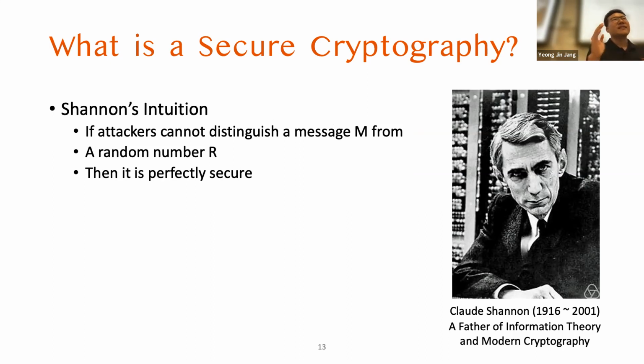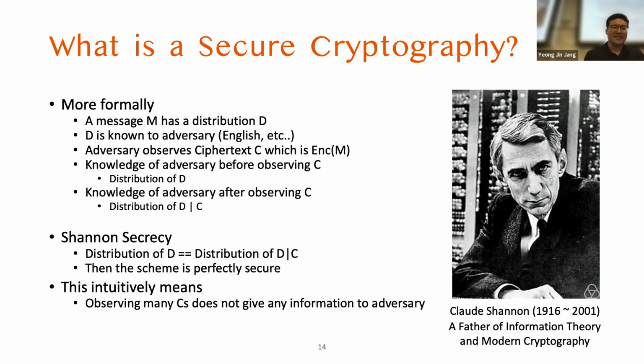So the intuition is that the attackers will observe one of the ciphertexts. Then if the attacker cannot tell if this is a random number or an encrypted message, then we are secure. That's the thing. And then there is a more formal definition. I don't want to go over this kind of stuff, but this is an educational class, so we need to go over this. But I will explain it step by step.